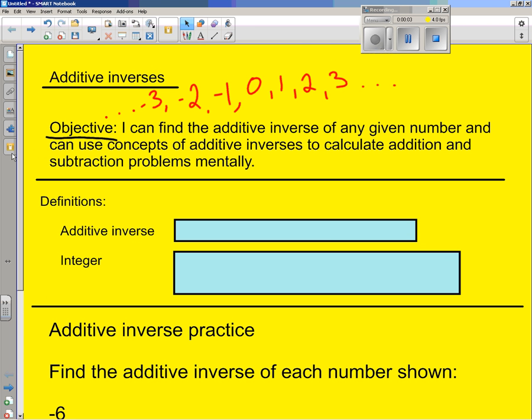Ladies and gentlemen, today's video is the first video of our new unit. Our new unit is all about integers.